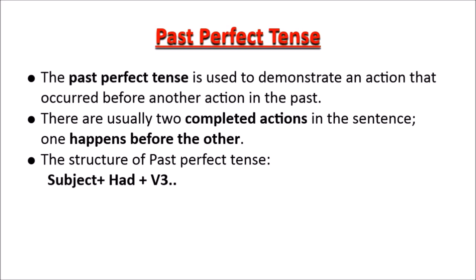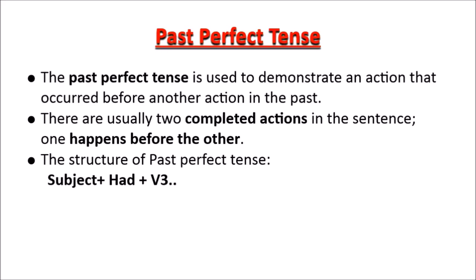Okay class, now let's move on to the next tense, that is past perfect tense. So this is the second type of tense in perfect form. Let's look at the definition. The past perfect tense is used to demonstrate an action that occurred before another action in the past. So what it denotes? It denotes an action that has already occurred before another action in the past. So basically there will be two actions happened already in the past.